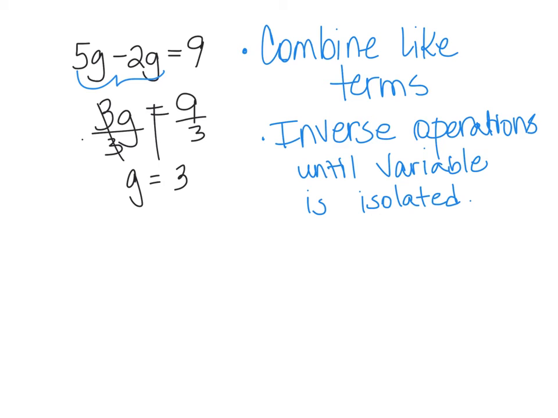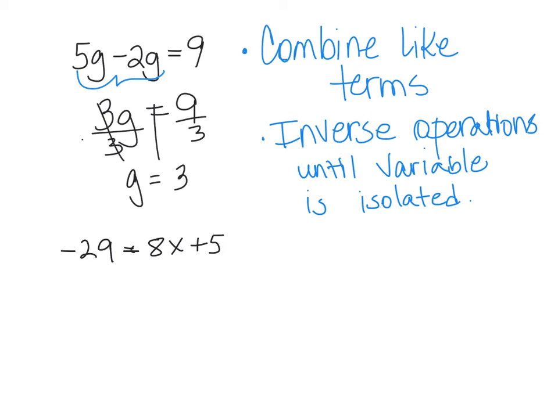I have negative 29 equals 8x plus 5. All right, so again, I'm going to combine like terms. Well, there aren't any, I don't see any like terms that are on the same side of the equation. All right, so I'm going to use inverse operations until my variable is isolated.